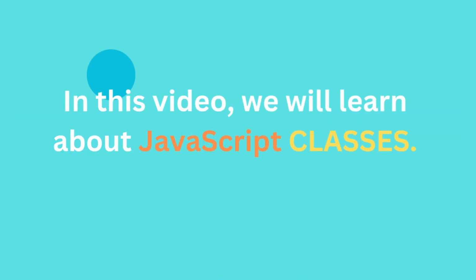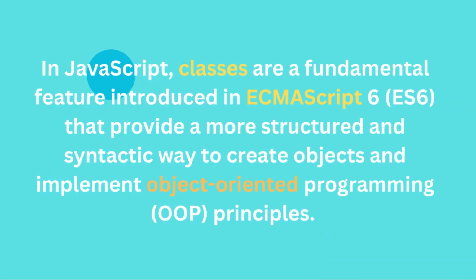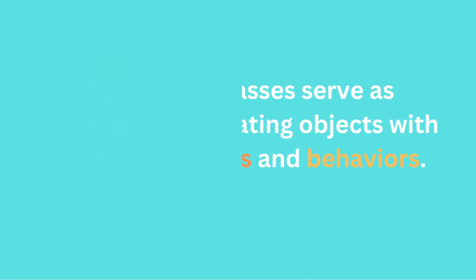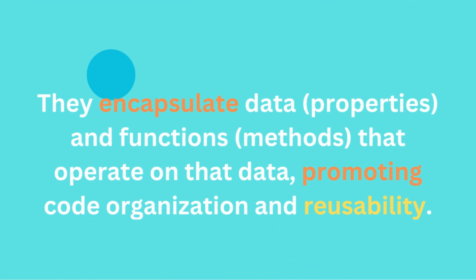In this video, we will learn about JavaScript classes. In JavaScript, classes are a fundamental feature introduced in ECMAScript 6, ES6, that provide a more structured and syntactic way to create objects and implement object-oriented programming (OOP) principles. JavaScript classes serve as blueprints for creating objects with shared properties and behaviors. They encapsulate data, properties, and functions, methods, that operate on that data, promoting code organization and reusability.